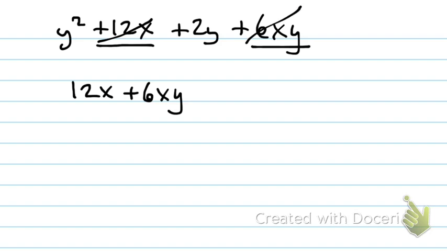Now, I'm done with the ones that have x's in them. So now I need to do the ones that have y's in them. But remember, we're going in descending order according to the x's, which means the y's are going to go in the opposite order. What's the opposite of descend? Do you remember? Ascending order.